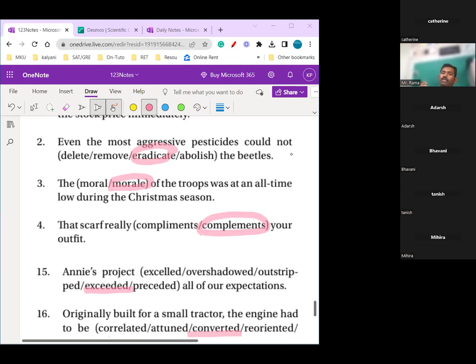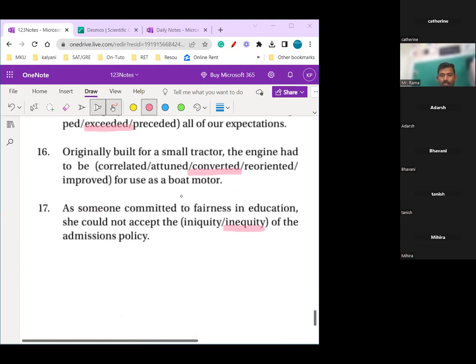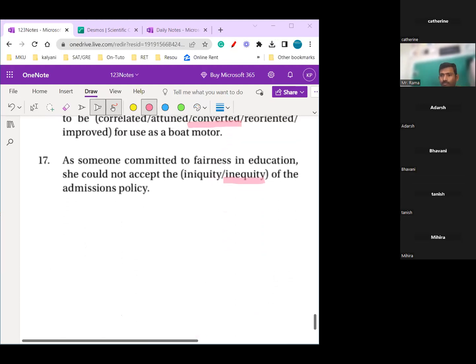So pesticide, most of the aggressive pesticides could not just delete but completely destroy. So that's the reason we use eradicate in this case. Remove, you can use for any thoughts or feelings. You can use remove in that case. Okay, making sense? All right. Good.